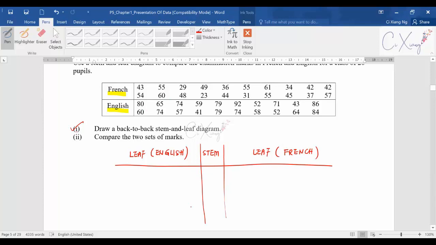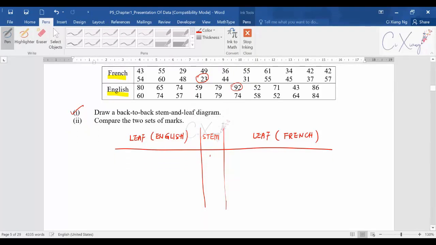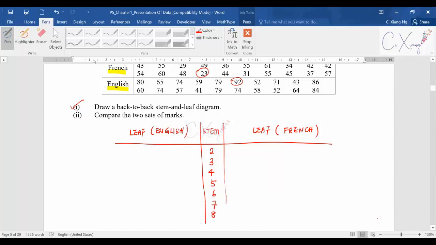Then again, the same process applies when you want to put the data into your stem plot. Look for the smallest number for both sets of data. Among these two sets of data, the smallest number is 23, and the largest number should be 92, if I'm not mistaken. That means for your stem, the smallest number should be a 2. And then you can continue with 3, 4, 5, 6, and then 7, 8, and 9.